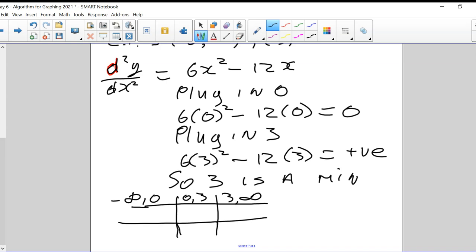Now, are we going to use the first derivative? Let me put some numbers in here. So let's put minus 1, let's put 1, and let's put 4. I like to use numbers that are pretty close to the boundaries, right?